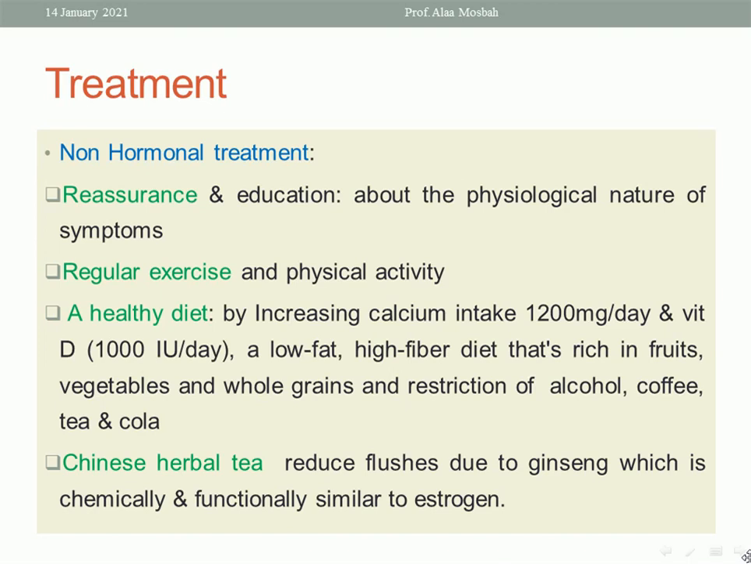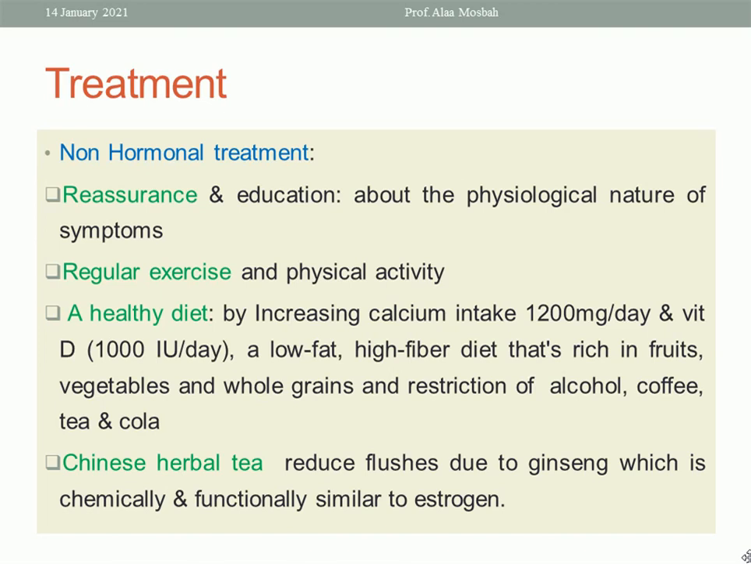So what is the treatment? First, the non-hormonal treatment. Reassurance is very important. Education of postmenopausal women about the physiological nature of these symptoms, and that it will be relieved with time. This is physiological, don't worry about that. Regular exercise and physical activity should be encouraged. A healthy diet, which includes cereals, vegetables, fruits, and high fiber, low fat, and add calcium 1,200 milligram per day and vitamin D 1,000 international unit per day.